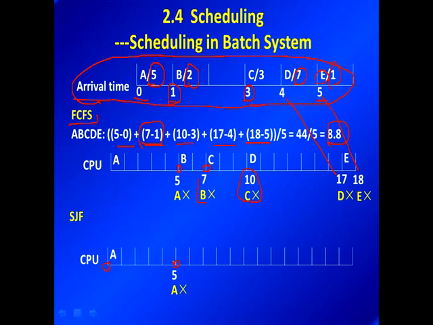At time 5, B, C, D, and E, all of these 4 jobs, have arrived at the system, right? So at time 5, the scheduler needs to select one ready job from the 4 jobs B, C, D, E, and which one will be selected according to the SJF algorithm. At time 5, which one will be selected?